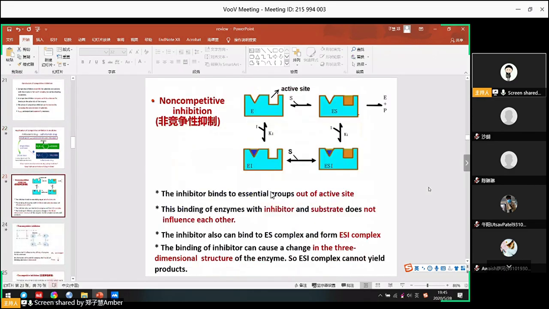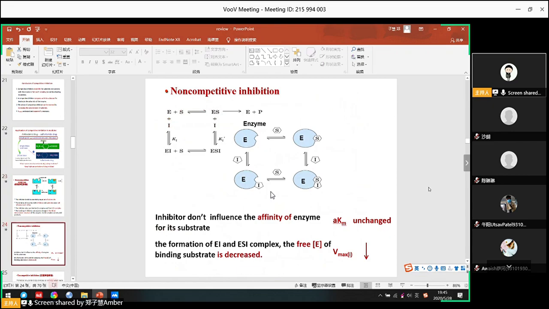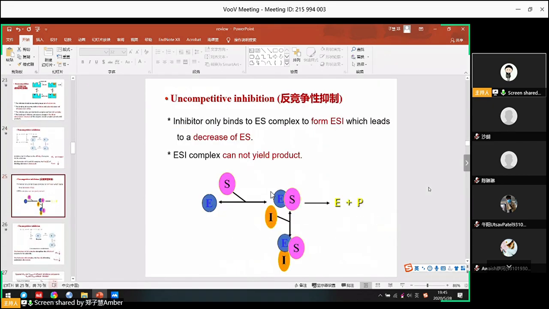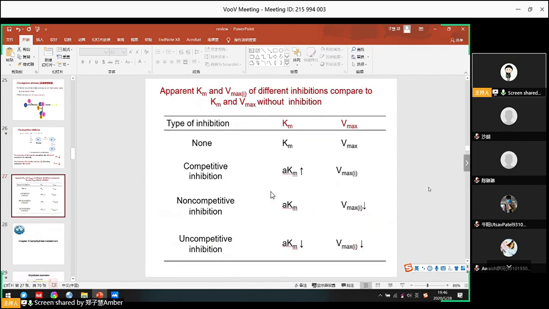Next is non-competitive inhibition. You have to know these slides, which are from the lecture slides. You can go back to your original lecture slides and review them. And then uncompetitive inhibition, and the properties of the apparent Km and Vmax for the different inhibitions. What happens to the apparent Km and Vmax in these three types of reversible inhibition? Okay, so this is the important part for chapter 3, enzymes.